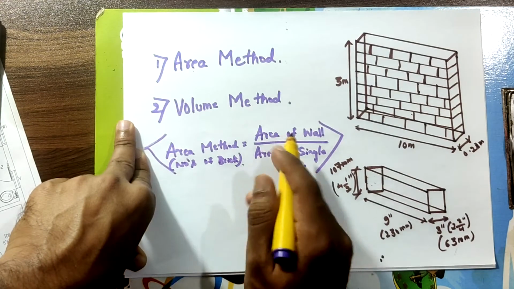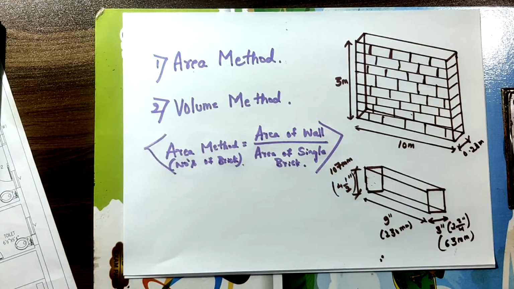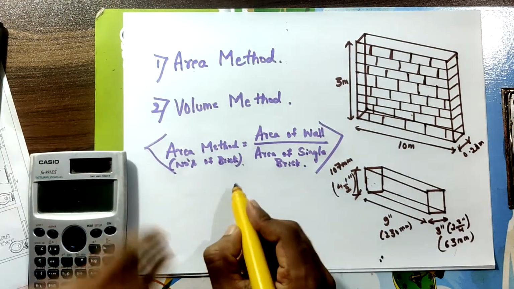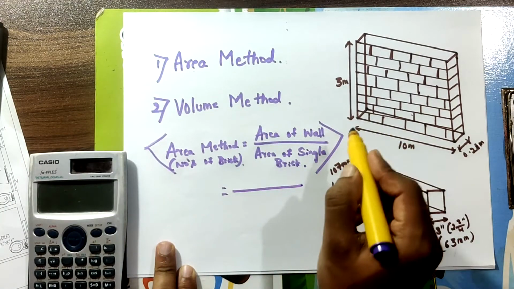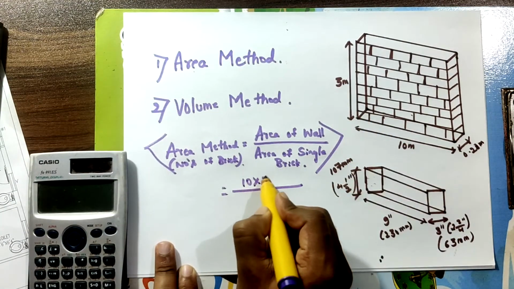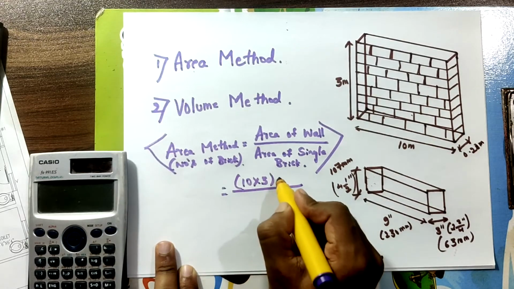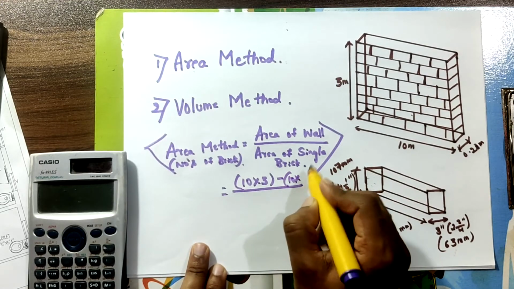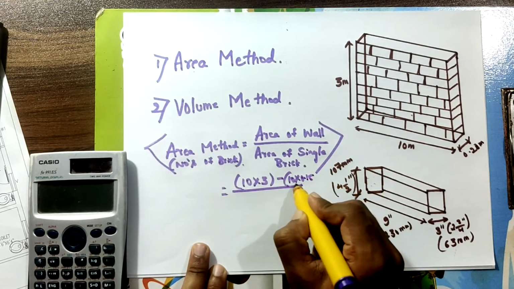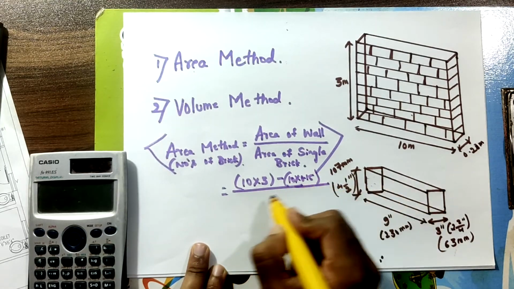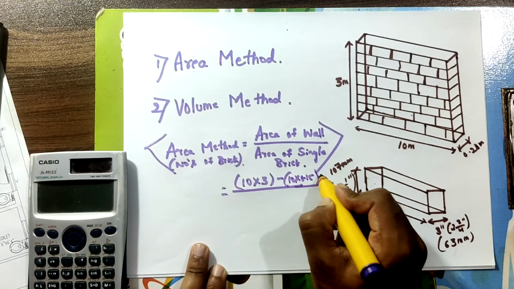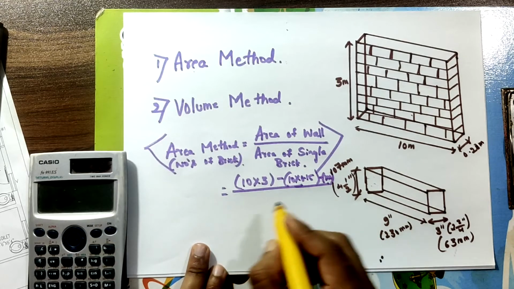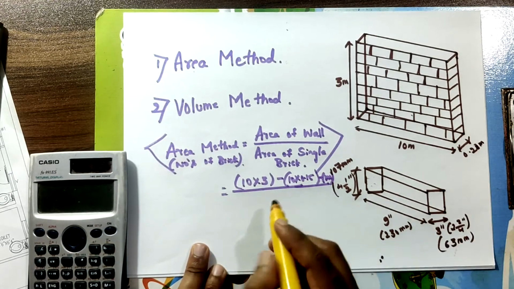Here let us work out the area of this wall. Area is very simple. Here only these two dimensions we need to consider. Area of wall is equal to 10 into 3, minus lintel length 10 into 0.15, again minus 1 by 1, this is the window, divided by area of brick.